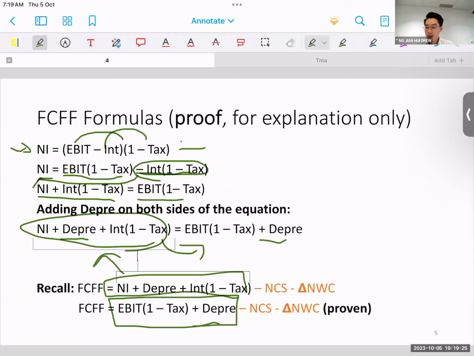Any questions for this? Is it quite clear on this proof? All right, all good. Okay, that's good.